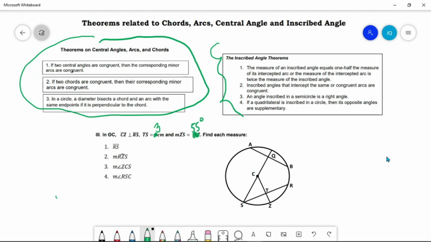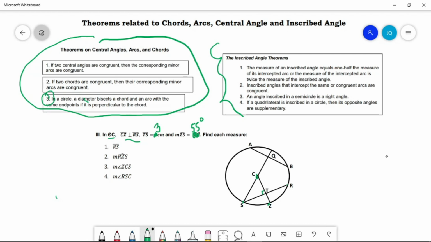Okay, so here we have circle C, then line segment CZ, this one, is perpendicular to RS, so it means perpendicular. From the given that it is perpendicular, we can have a reference here, right? In a circle where a diameter bisects a chord and an arc with the same endpoints, if it is perpendicular, even though it doesn't state here that it's a diameter, if you extend CZ to the opposite side, that becomes a diameter because CZ is a radius, right?